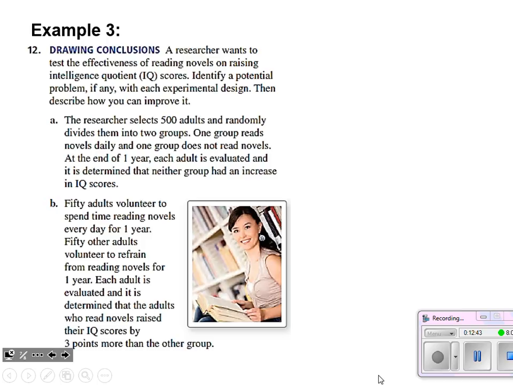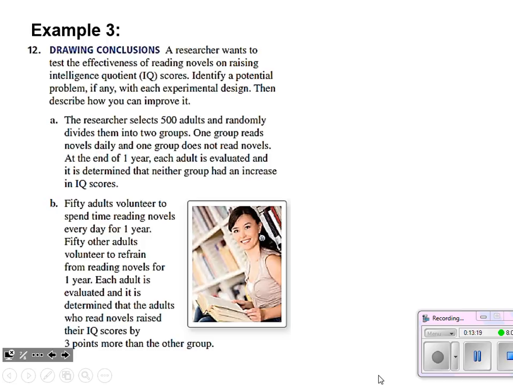So letter A, the researcher selects 500 adults, randomly divides them into two groups. Okay, so they are chosen. It's not one of those surveys that could contain biases or anything like that. Random selection. One group reads novels every day. One group does not read novels, so we have a clearly established treatment and control group. At the end of 1 year, each adult is evaluated and is determined that neither group had an increase in IQ scores.